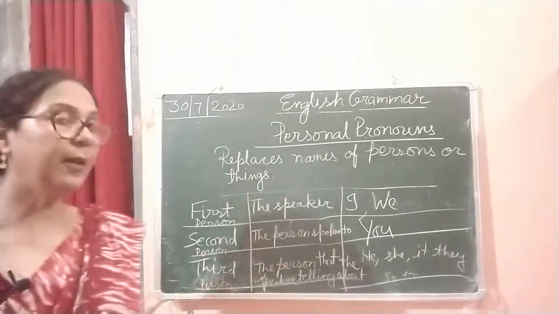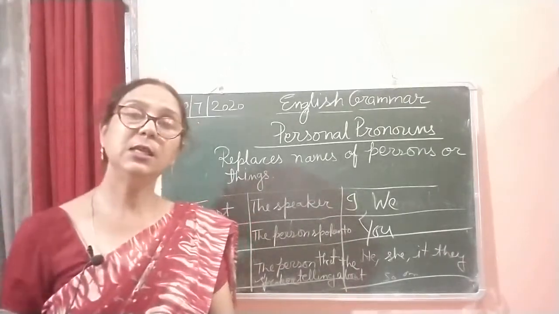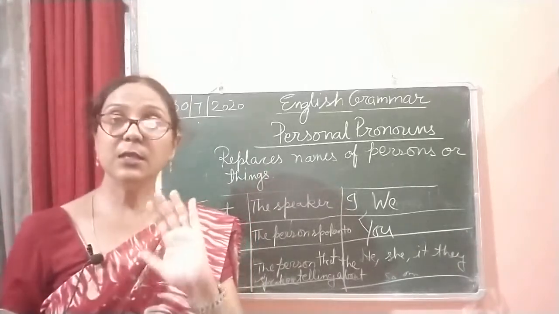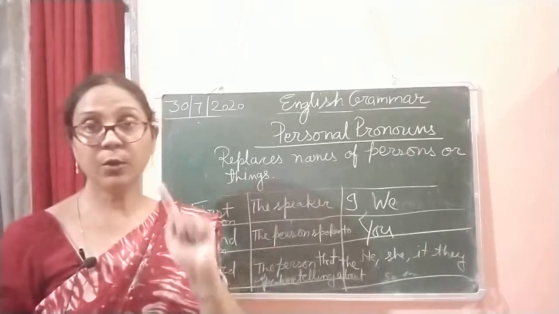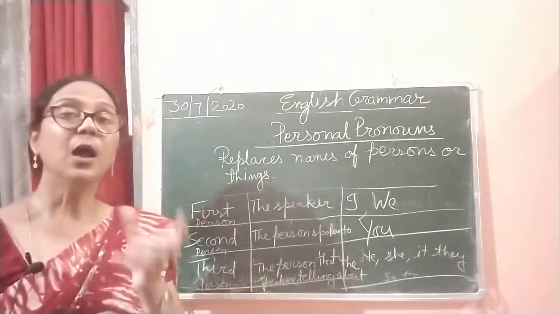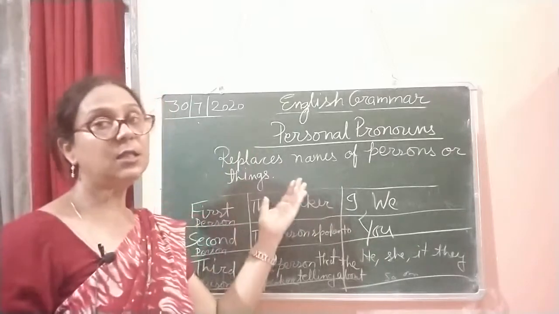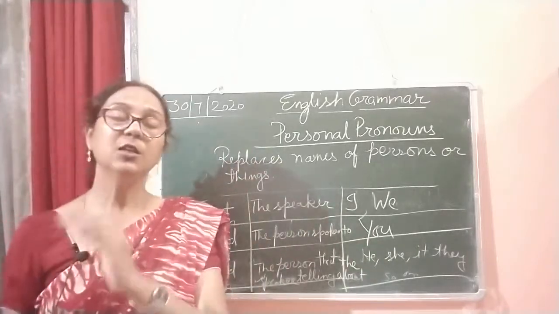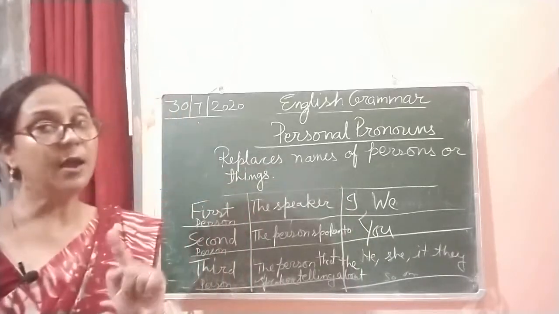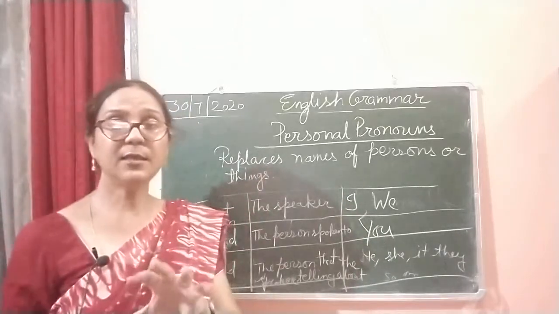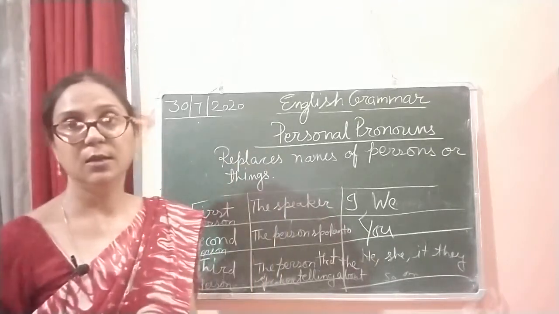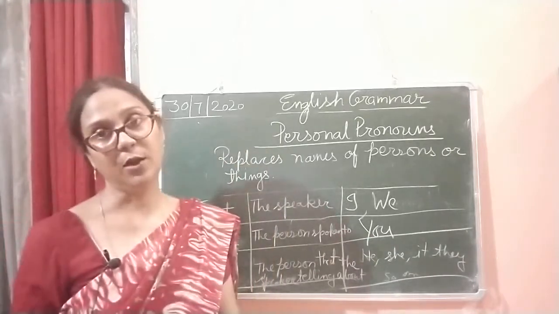Now suppose I am going to give you an example: Sita is a beautiful girl. She lives in a house. So Sita is a beautiful girl. I am not going to repeat Sita again in the second sentence. So I have replaced Sita with she. She lives in a house. So here you can see we just replaced the name of a person with she. So this is called a personal pronoun.